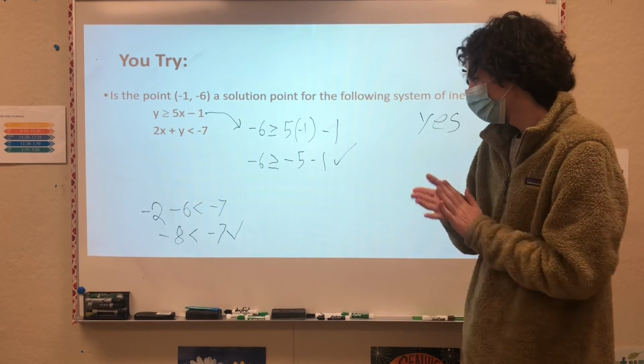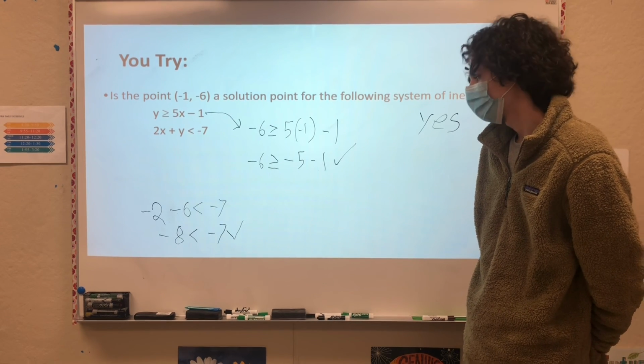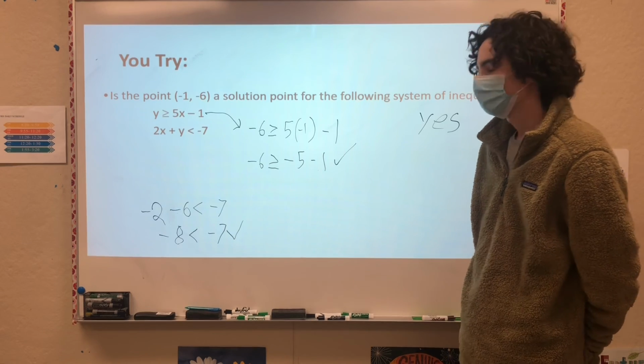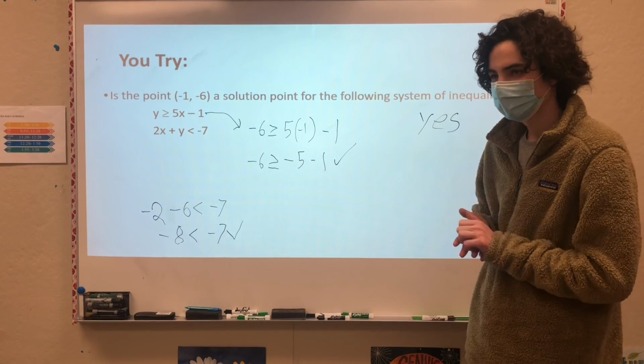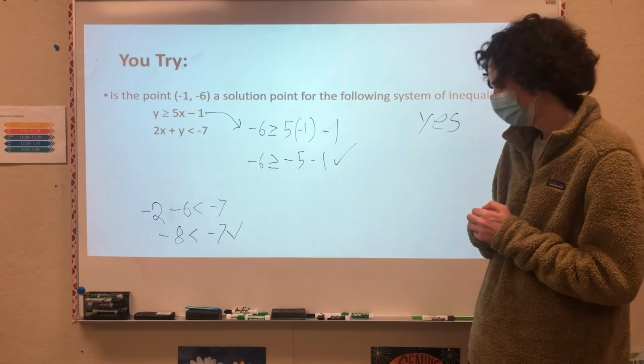You can think of it with temperature or money. Like -8 degrees is colder. It's a lower temperature. With money, -$8 means you owe $8. That's less money than you owing $7. Lots of different ways. But you ended up saying, yes, it's a solution point for the system of inequalities.